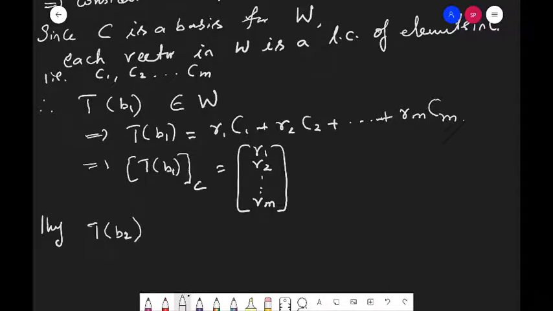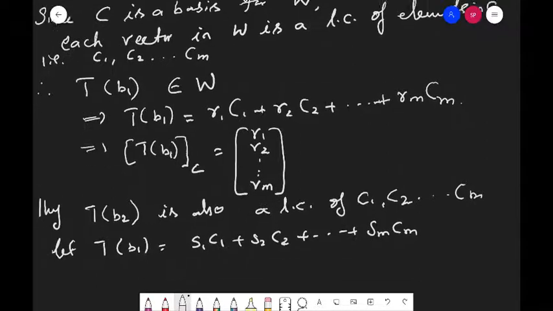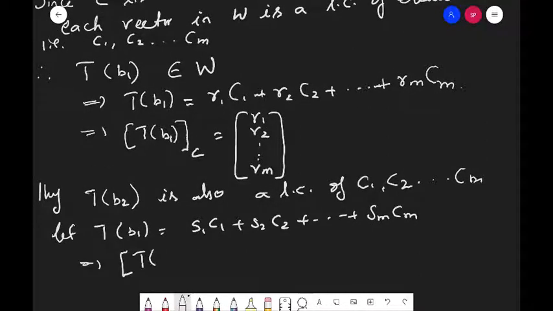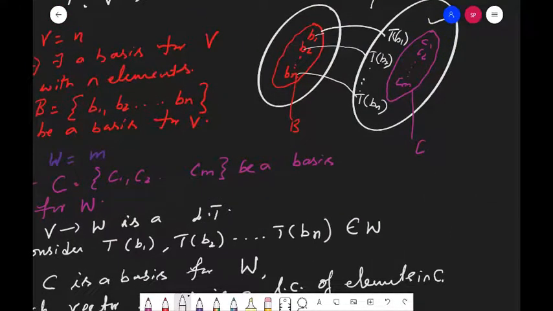T of B2 is also a linear combination of C1, C2 and so on Cm. That implies, let me take T of B2 is equal to some S1 C1 plus S2 C2 plus and so on plus Sm Cm, which implies the coordinate vector of T of B2 with respect to the basis C is S1, S2 and so on Sm. So what did we do? Again, how we wrote T of B1 as a linear combination of C1 to Cm and the coordinate vector, the same way T of B2 is also a linear combination of C1, C2 and so on Cm, and hence you can get the coordinate vector for T of B2 also.